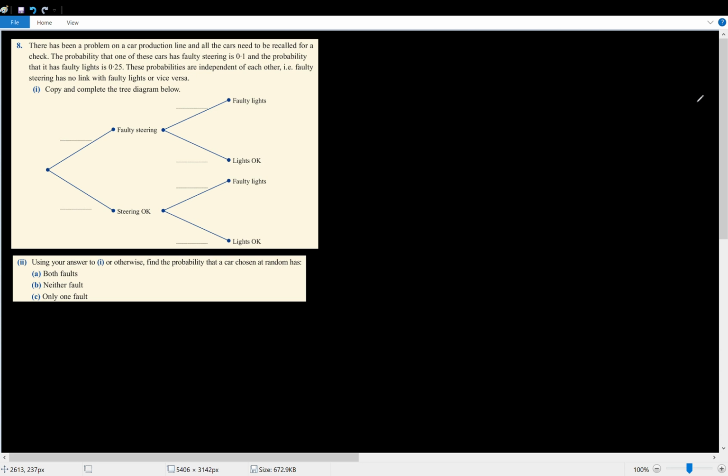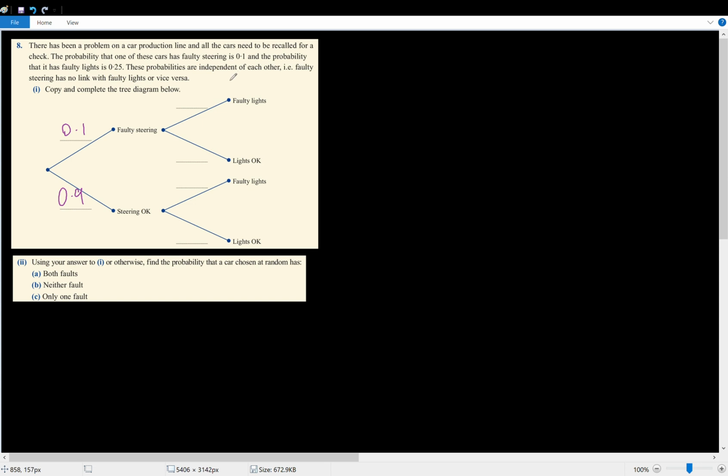So for part 1 of this question, we have to copy and complete the tree diagram below. So let's take a look. On the first one here, the probability of faulty steering is given up here as 0.1. So it's 0.1, which means that the probability that the steering is okay is going to be 0.9.